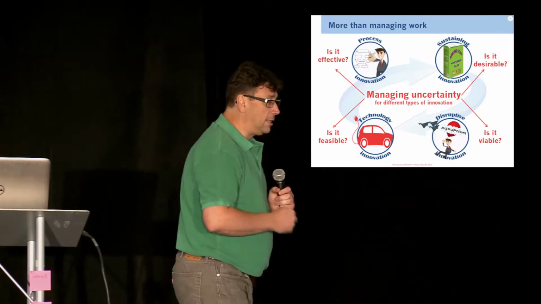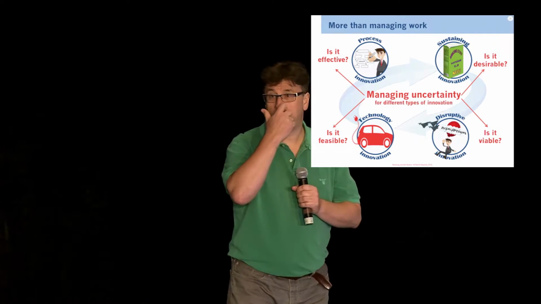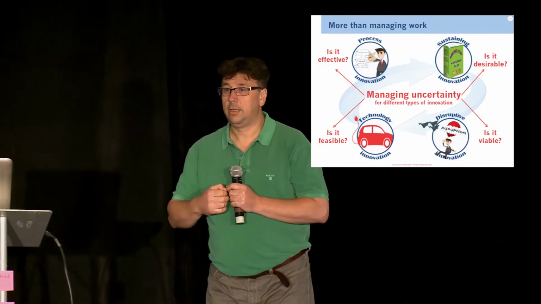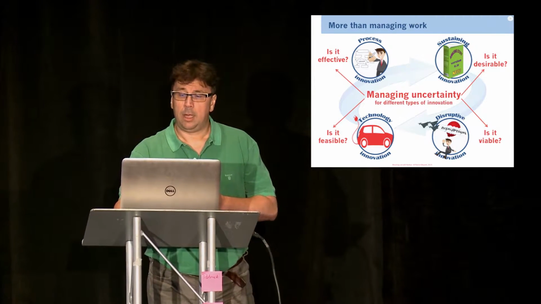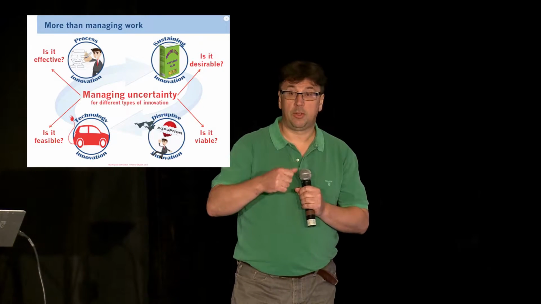The other part I think is important is managing uncertainty. And again, managing uncertainty is a critical element of Kanban. But in this case, we're not talking about managing the uncertainty of delivery, but we're actually talking about managing discovery uncertainty. So discovery uncertainty in terms of finding out the relevant problems to be solved. In the context of sustaining innovation, this can be the uncertainty around desirability. In terms of disruptive innovation, this can be uncertainty around viability, around feasibility, around effectiveness, if we're talking about process innovation.